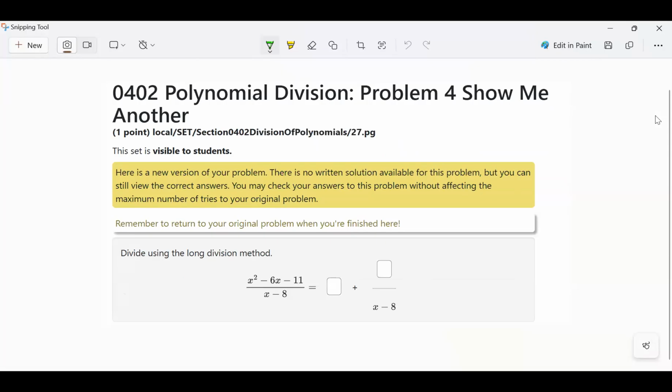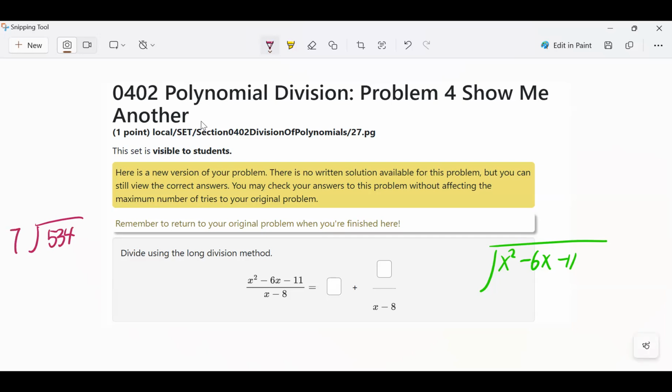Okay, so first of all, we get x squared minus 6x minus 11. You're going to write it as long division, just like how you divide numbers. Long divisions work a lot like dividing numbers. Let's say there's something like 534, and you divide 7 into 534. You take 7 going into 5, that's not enough. So you do 7 going into 53.